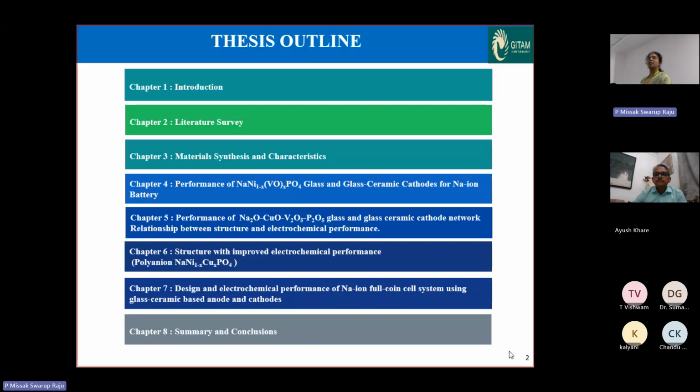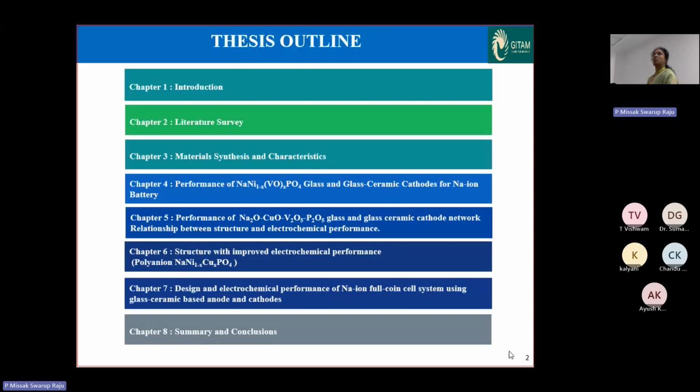Chapter 1 is the introduction. In the introduction, I explain the different types of energy storage devices, what a battery is and how it works, and the difference between lithium batteries and sodium-ion batteries. In the literature survey, I collected the relation between specific capacity and current, and the different types of cathode materials, and which one is better for preparing cathode materials for sodium-ion batteries.